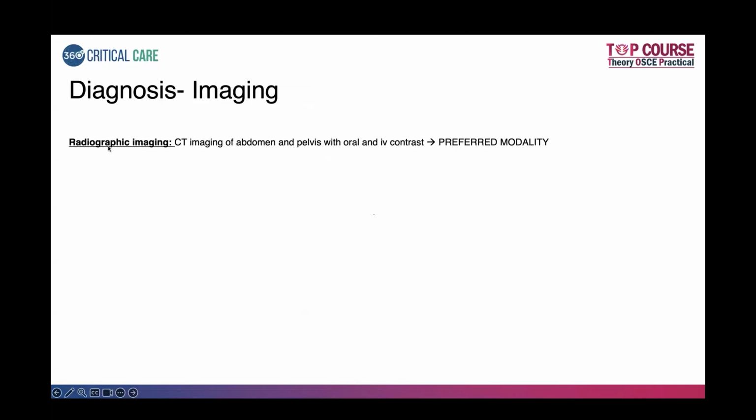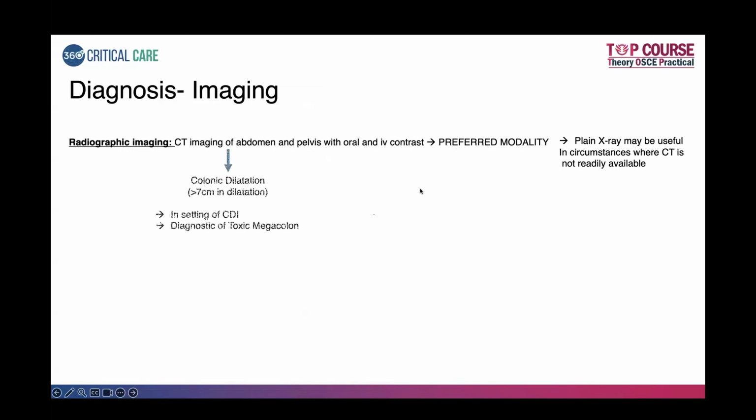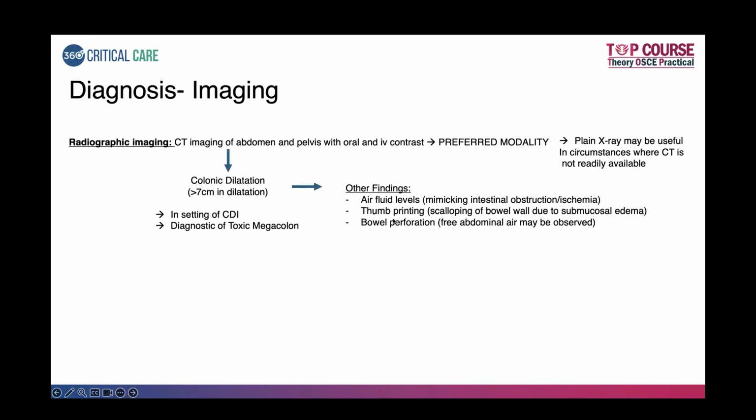So for diagnosis, radiographic imaging, CT imaging of the abdomen and pelvis with oral and IV contrast, is the preferred modality. Plain X-rays may be useful in circumstances where CT is not readily available. Colonic dilatation of more than 7 centimeters in the setting of CDI is diagnostic of a toxic megacolon. The other findings that can be there are air fluid levels, thumb printing, and bowel perforation.